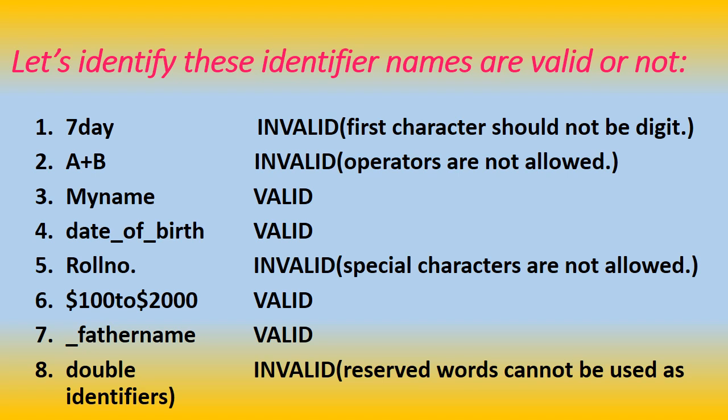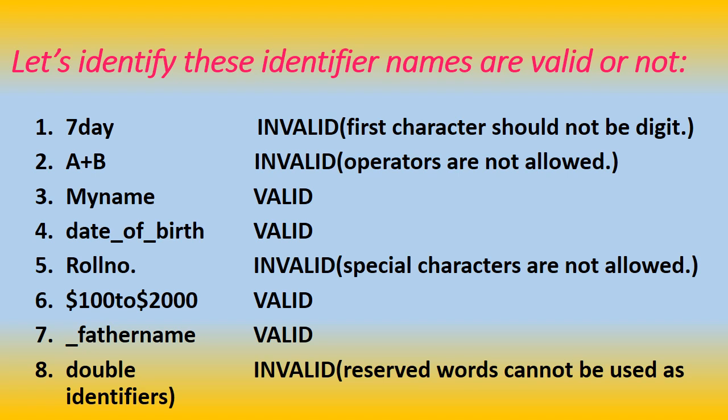Next is $100 to $2000. Yes, this is valid because we are using here dollar sign. So dollar sign is allowed. Next, underscore father name. This is also valid because as the first character underscore is also allowed.